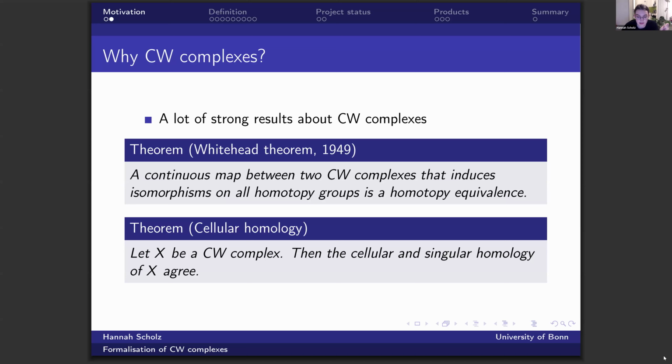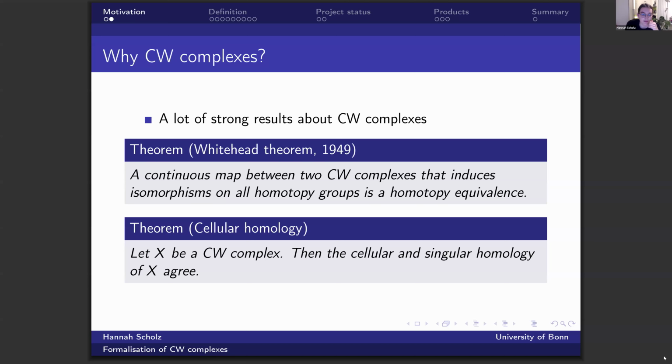So why is that important? In algebraic topology, we care about reducing topology questions to algebraic questions. And so this theorem basically tells us that if we know how to work out the algebra, then we can know that something is a homotopy equivalence.